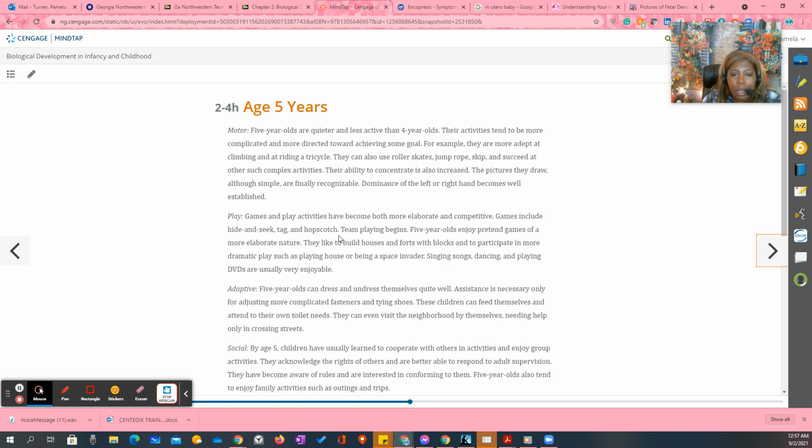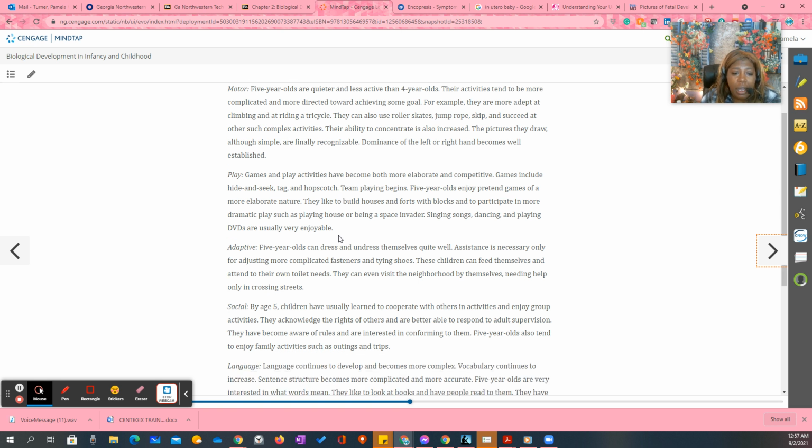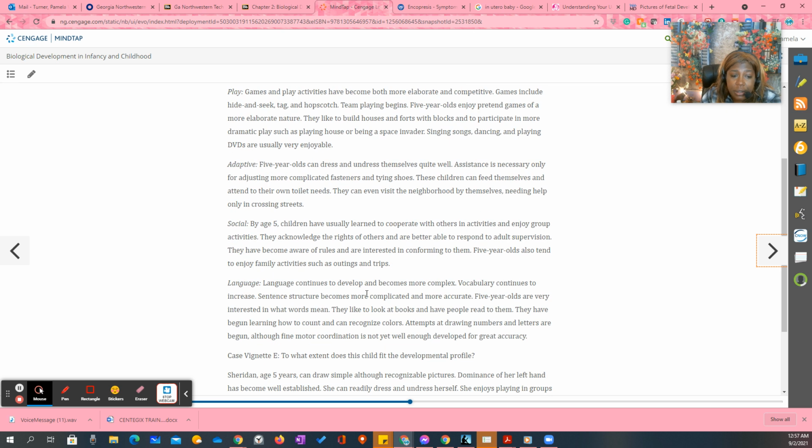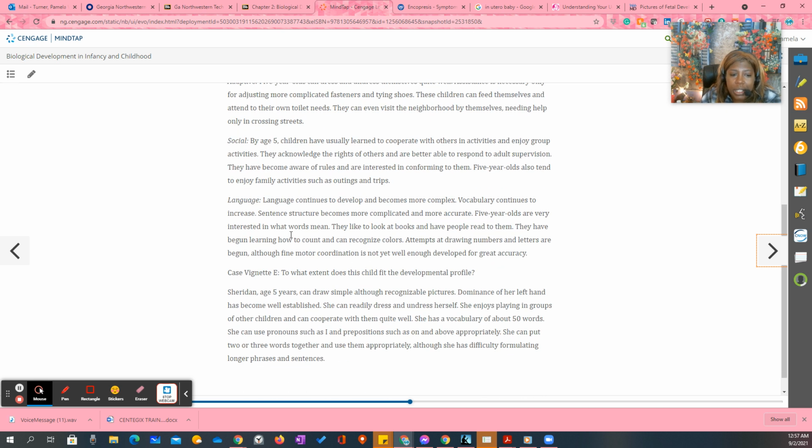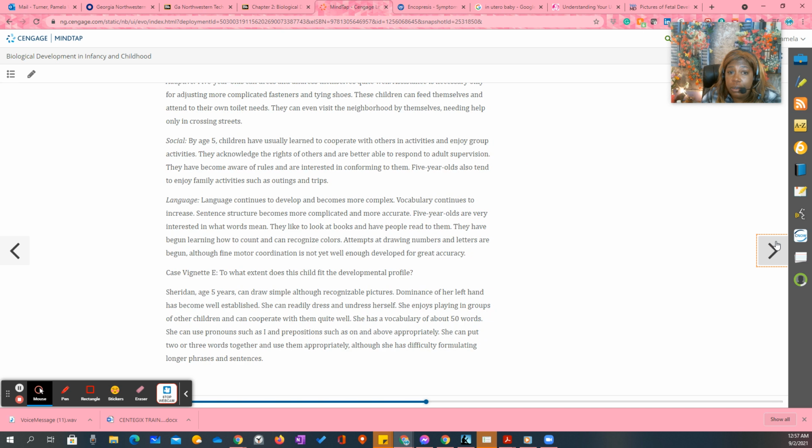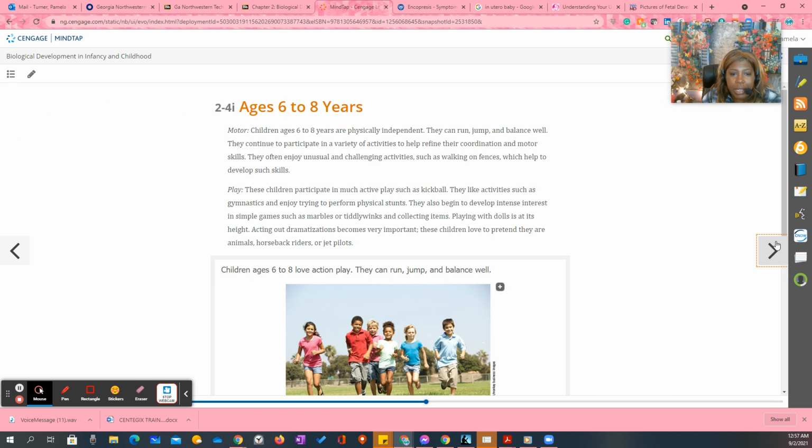Okay, so they play games with each other. More elaborate team games begin. 5-year-olds can dress themselves, of course. Language gets bigger and bigger and bigger. So they're really growing up, that your little baby is actually grown up.